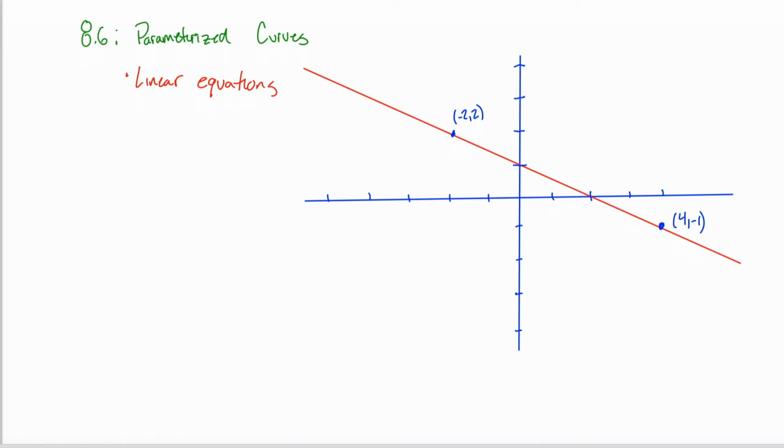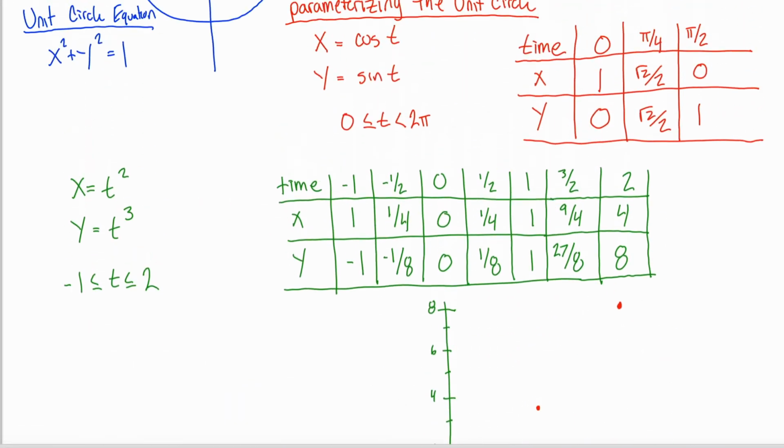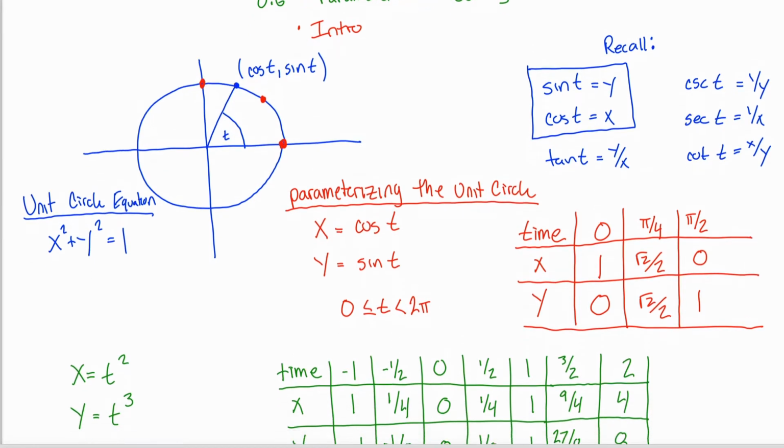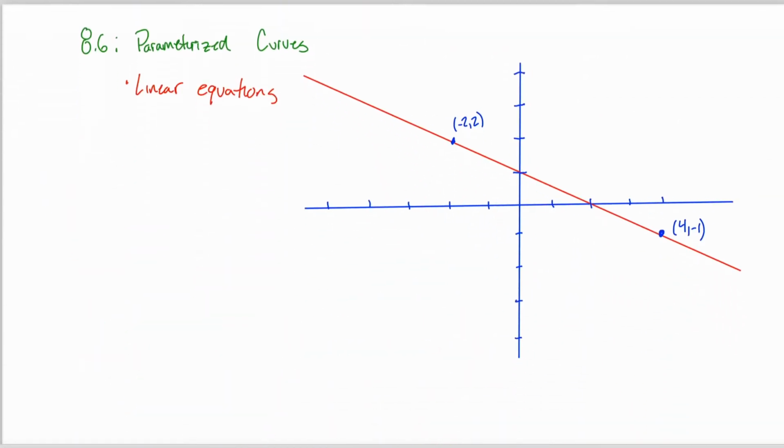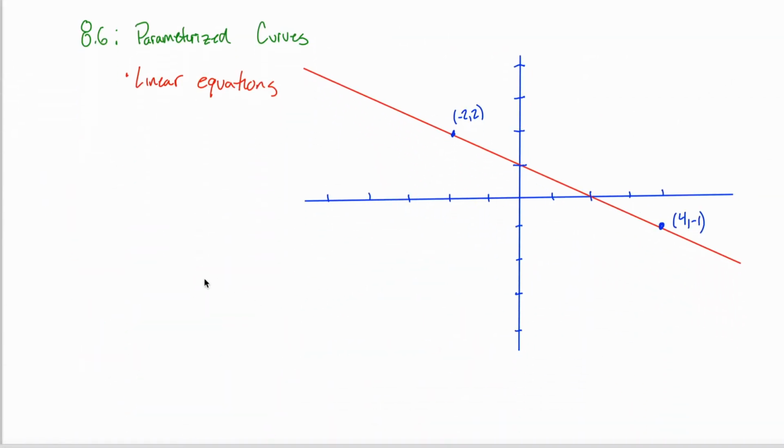So in the last video, I introduced this idea of parameterizing curves and went through a couple different examples to try to show some of the usefulness of it. In this video, I want to get a little bit deeper into the details of how to parameterize curves. And as is often the case when we want a first example in something, we're going to deal with linear equations because they tend to be the simplest type of equations.